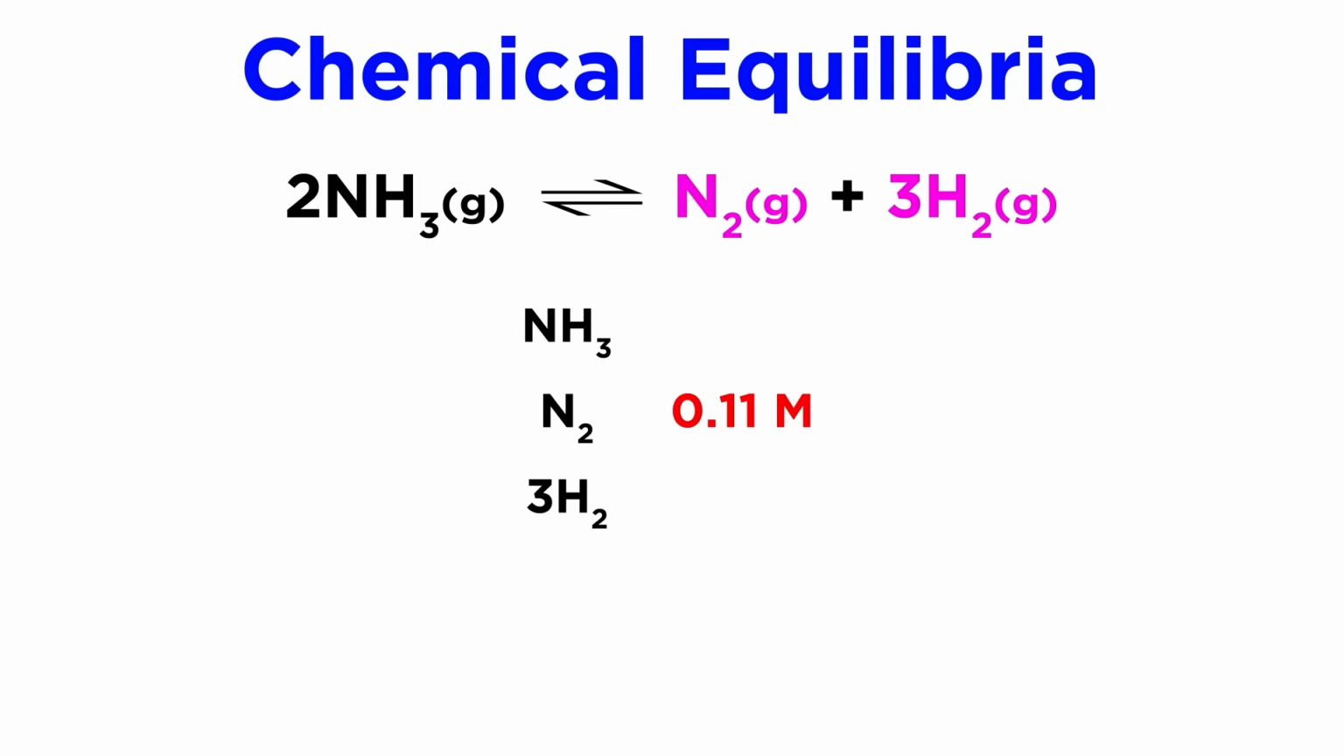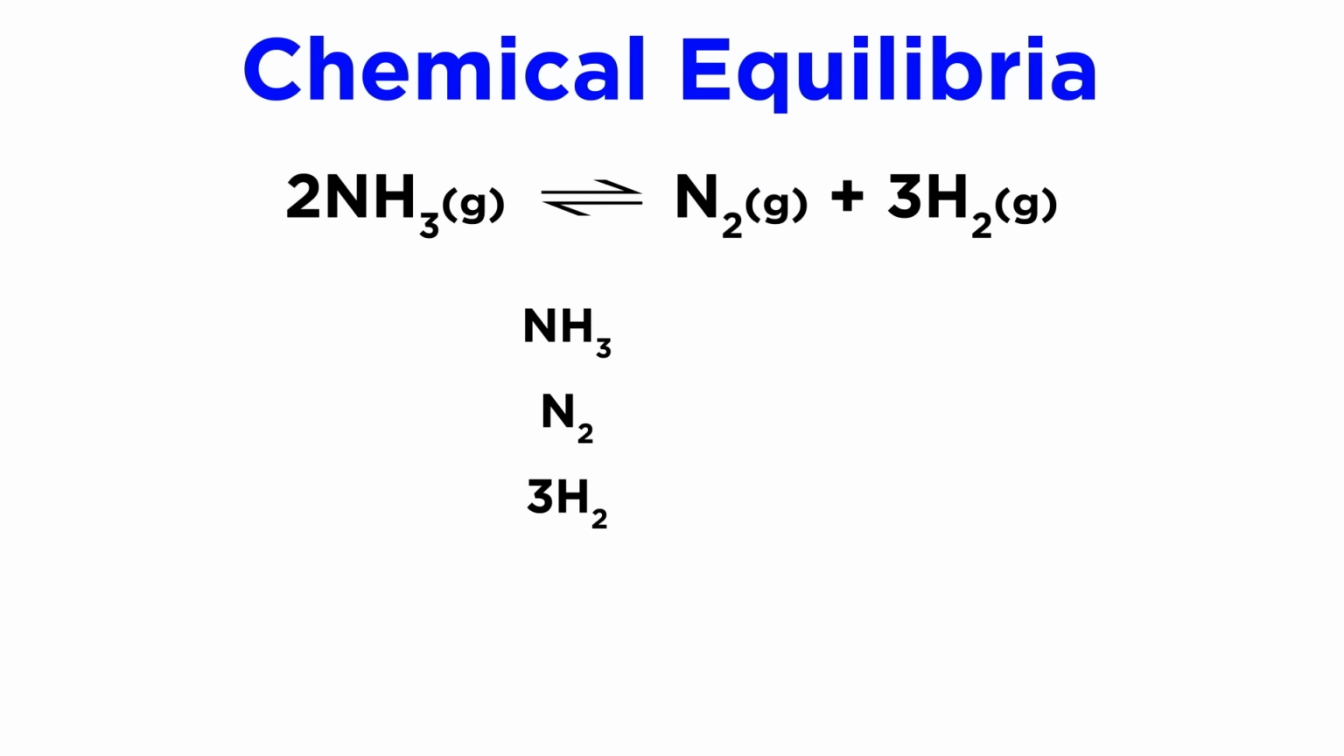Well, according to these coefficients of 1 and 3, with every nitrogen molecule that forms, 3 hydrogen molecules form. That means whatever the change in concentration for nitrogen, hydrogen concentration will change triple that amount. So we can multiply 0.11 by 3 and see that hydrogen concentration will increase by 0.33 molar. Likewise, for every molecule of nitrogen that forms, 2 molecules of ammonia have to decompose due to this 2-to-1 ratio, so ammonia concentration will change twice as fast as nitrogen concentration changes, and with opposite sign. So in order for nitrogen concentration to increase by 0.11 molar, ammonia concentration must have decreased by 0.22 molar.